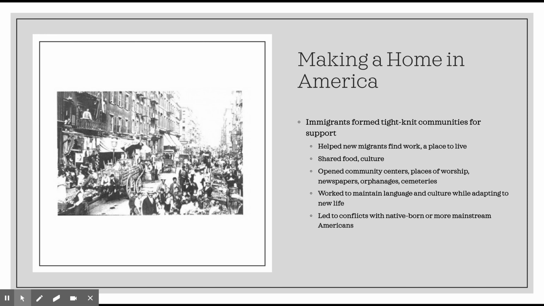This would lead to conflicts, though, with, for example, native born or more mainstream Americans. And we'll talk about that in just a bit, in a few slides. But to give an idea of what life would have looked like here. Here on the left is a photo from New York City back during this time period. And really notice how crowded it is. And if you look more closely, if you had the original photo and you were able to zoom in, you'd be able to see a wide array of languages on some of the store cloths. Languages from Hebrew to Italian to Russian to Polish and some other Eastern European languages.